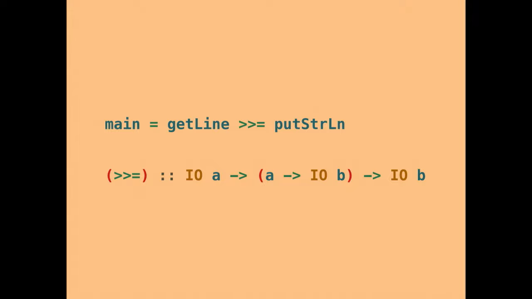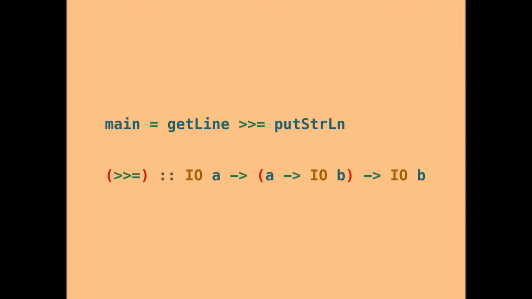PutStringLine has type string to IO unit, and then it will return an IO of B, in this case an IO of unit, which is correct. This is the correct type for main. So this main will be a little IO script like this that is a combination of getLine and putStringLine. All right, so Haskell allows us to talk about IO actions or programs as a first-class citizen in the language.